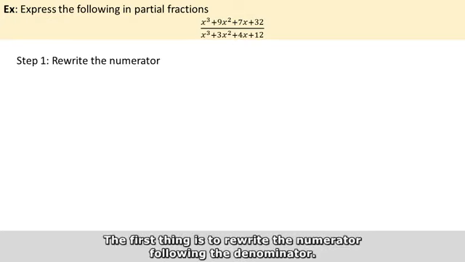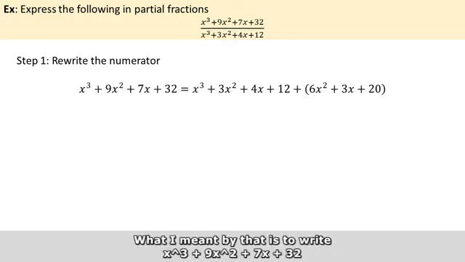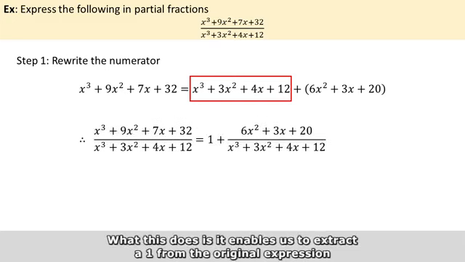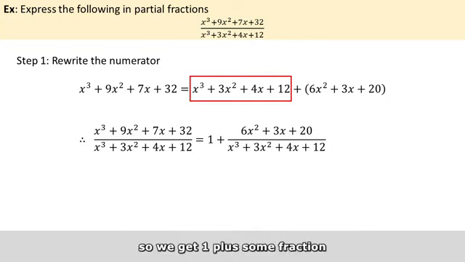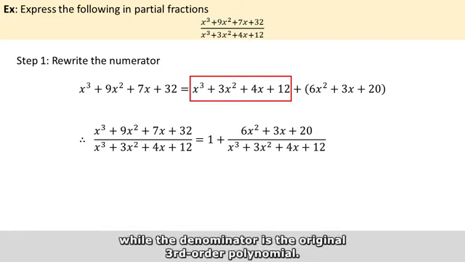Our task is to decompose the given expression into partial fractions. The first thing is to rewrite the numerator following the denominator. What I meant by that is to write x cubed plus 9x squared plus 7x plus 32 as x cubed plus 3 times x squared plus 4x plus 12, and then plus whatever's remained. What this does is it enables us to extract a 1 out of the original expression. So we get 1 plus some fraction, where the numerator is now a second order polynomial, while the denominator is the original third order polynomial.